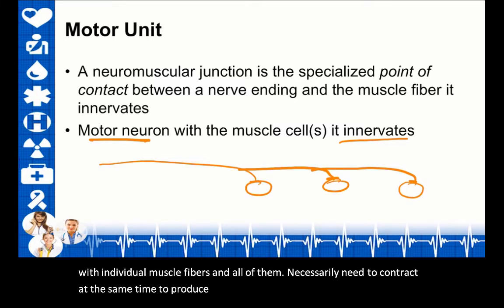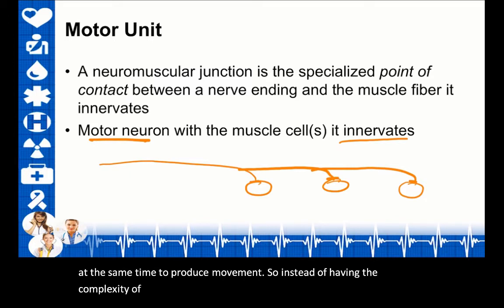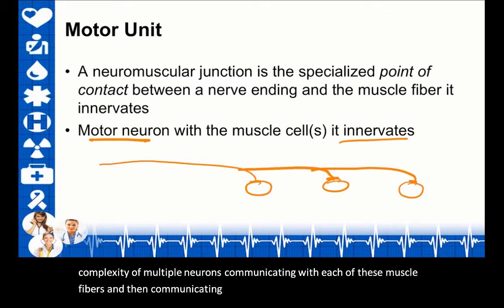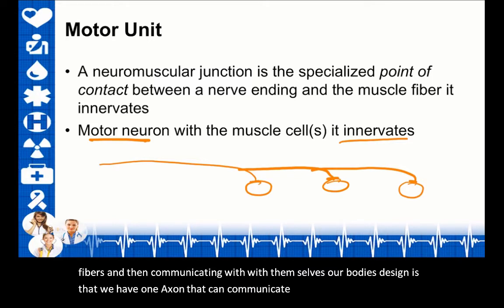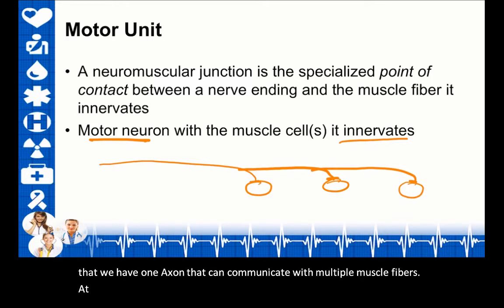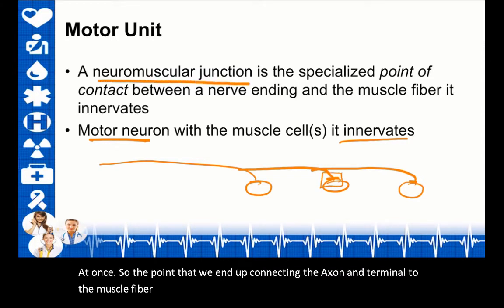So instead of having the complexity of multiple neurons communicating with each of these muscle fibers and then communicating with themselves, our body's design is that we have one axon that can communicate with multiple muscle fibers at once. So the point that we end up connecting the axon terminal to the muscle fiber is called the neuromuscular junction.